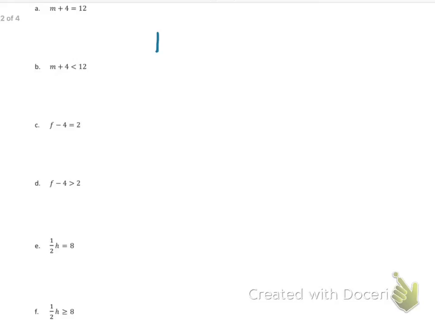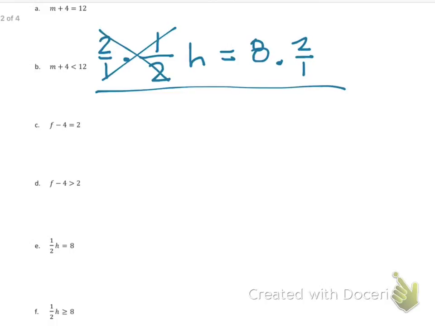Here's another one. 1/2 h equals 8. I want to isolate the variable h. Normally I would divide by 1/2, but I can't divide by a fraction, so I'm going to, that's right, multiply by a reciprocal. Whatever I do to one side, I have to do to the other side. And the 2's cancel, the 1's cancel. I get h equals 8 times 2, 16. The only thing that makes that equation true is when h equals 16.